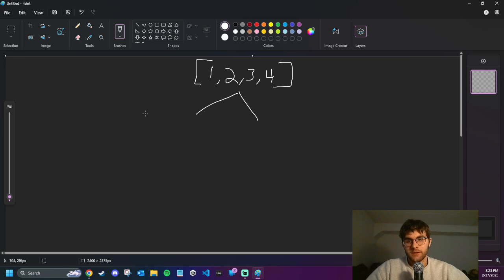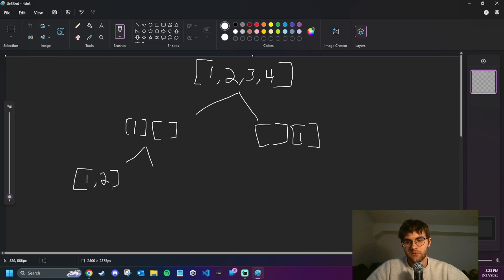Right? So if we add it to the left subset, then we'll have 1 for the left, empty right, and then 2, 3, 4 remaining. So I'll just say 1 and empty. If we add it to the right subset, then we'll have empty for the left and 1 for the right. Okay. Then i is now 1. We're looking at 2. So we can add it to the left subset, 1, 2, or we can add it to the right subset, 1, 2.